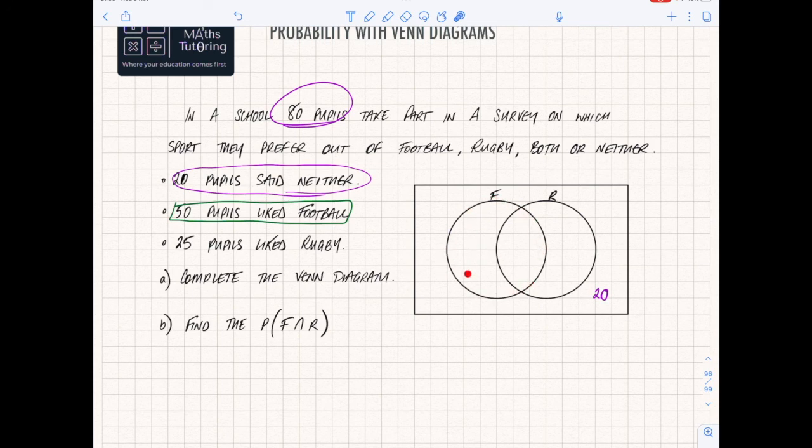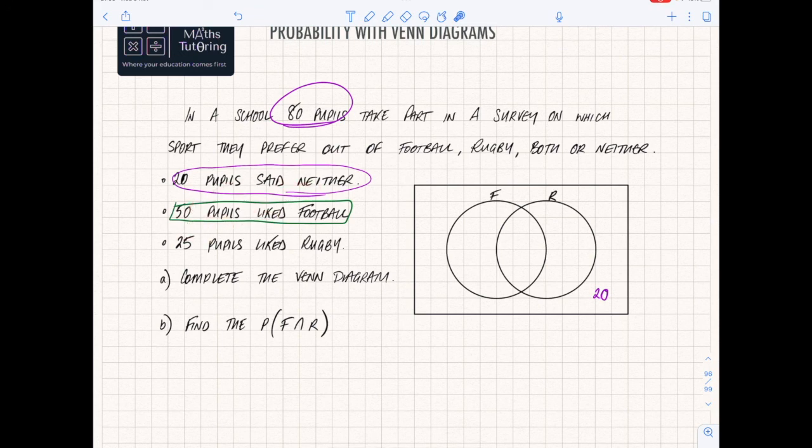So it can be just in this part, but it can also be in this part as well. And we've got 25 pupils liked rugby, which means 25 pupils need to fit in this circle. So it could be in here, could also be in here. So when you're thinking about it, think about this wording very carefully.